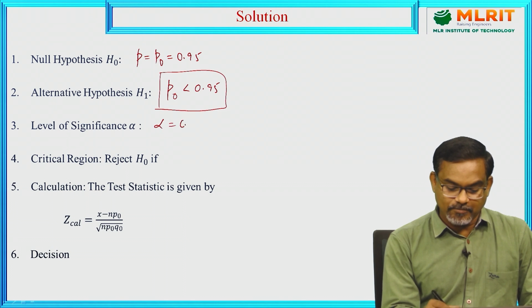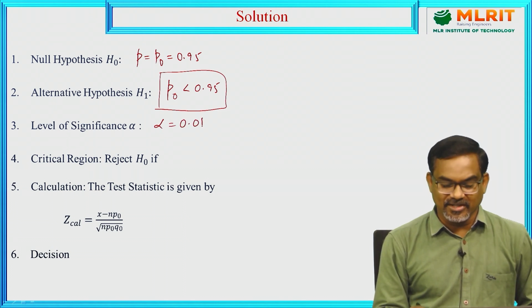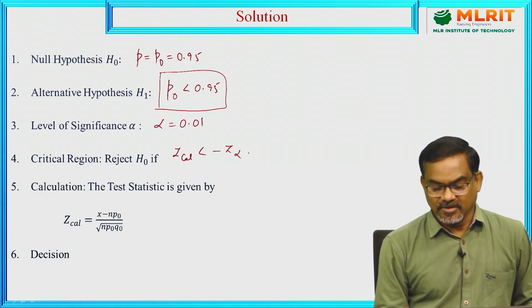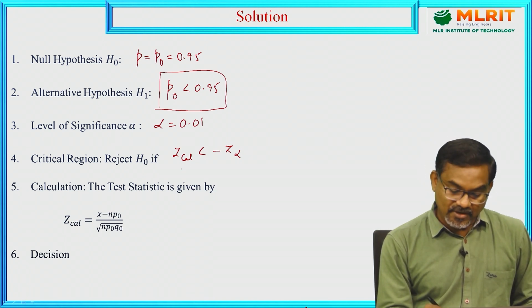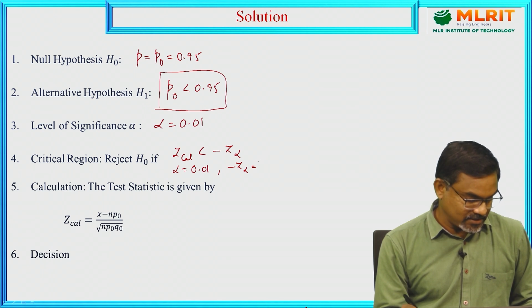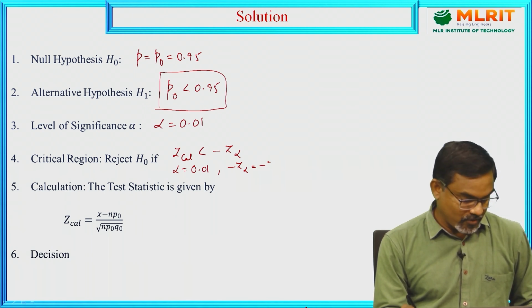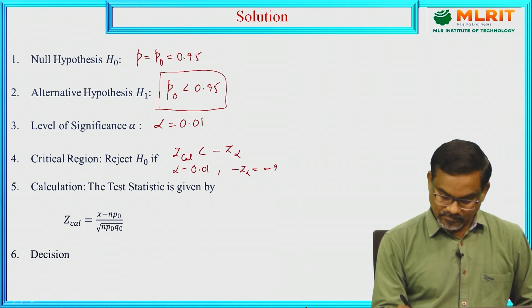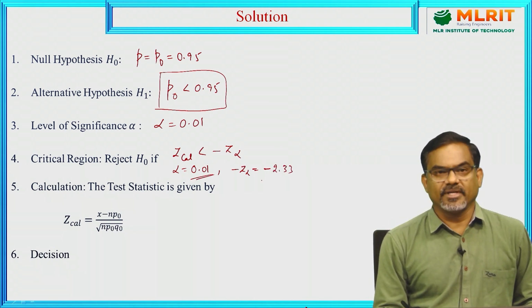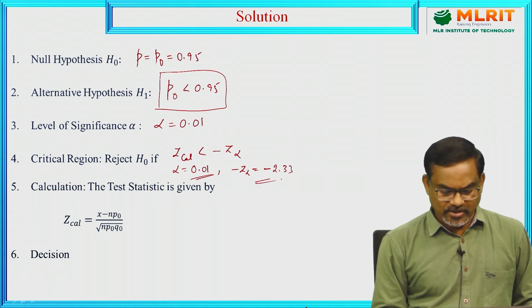So, alpha is 0.01, and the critical region for a less than type problem: reject H naught if our calculated value of Z is less than the negative value, minus Z alpha. In the case of alpha equal to 0.01, this minus Z alpha is minus 2.33. So, here for 1% level of significance, the negative tabular value is minus 2.33.